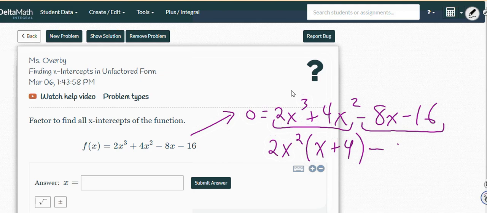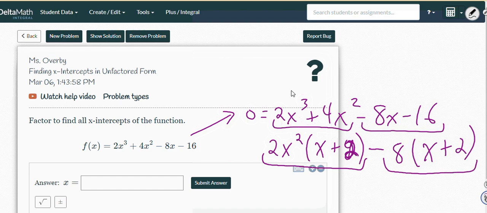Uh-oh. Oh, this should be a 2. This should be a 2. All right, since I'm sick, you got to catch my brain mistakes. Well, I'm going to blame it on my brain. So we're going to factor out an 8, and then we'll have the x plus 2. So we're good. So now we're down to this term and this term. And we factor out what's in common. Both of the terms have x plus 2. So we've got x plus 2.